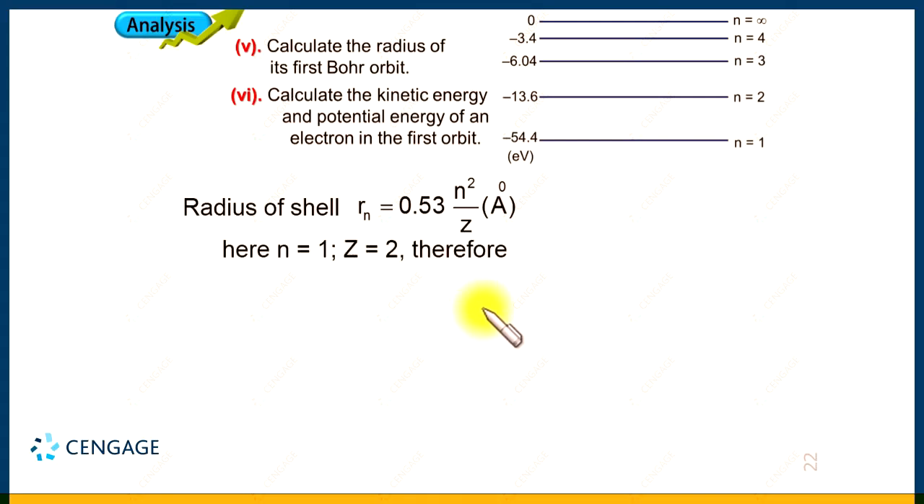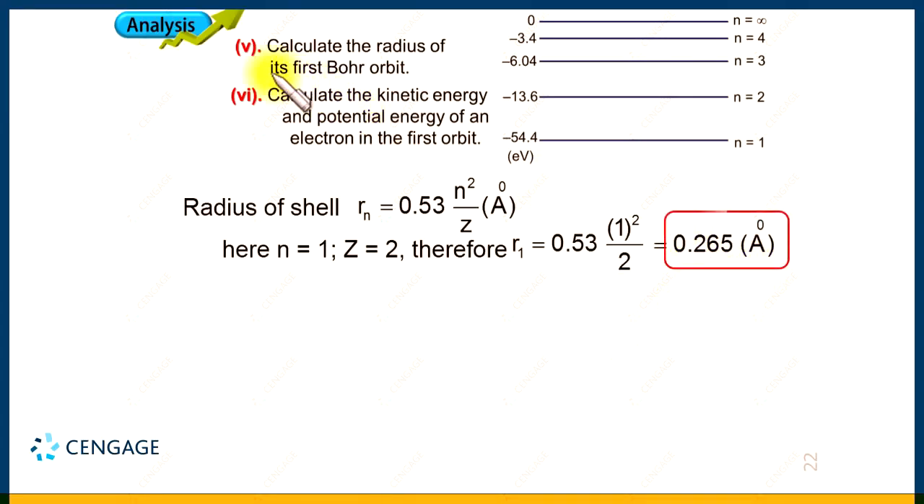That means in the formula we should substitute n equal to 1 and z equal to 2. Right, and this value will be R1 equal to 0.53 times 1 square divided by 2. This is equal to 0.265 angstrom, right, this much. This is the answer for the fifth part.